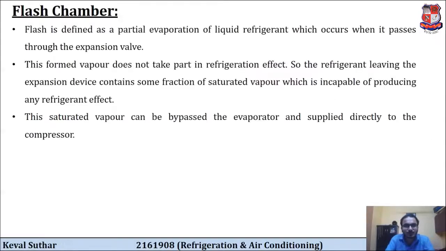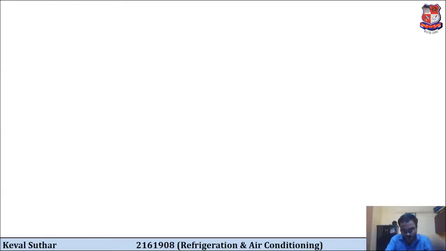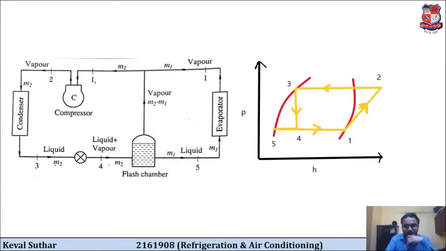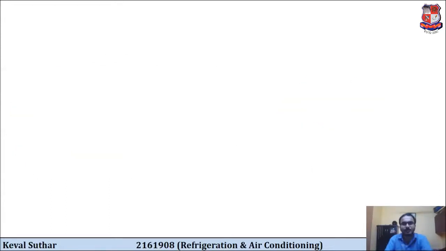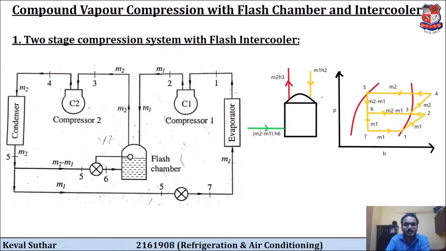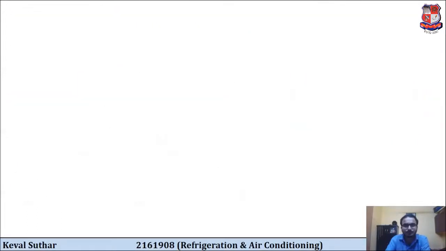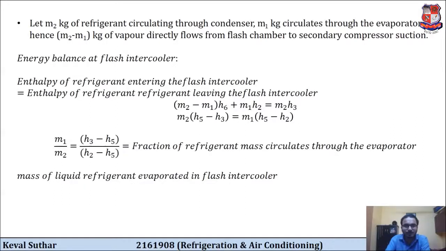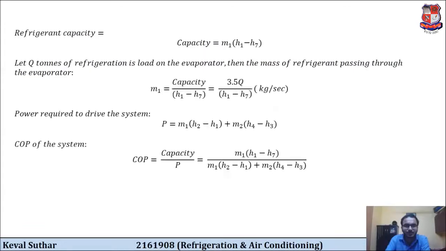So we begin with the definition of flash chamber. We took a very easy case. We also drew the pH diagram for that, and we derived the various equations based on that theory. Now this is the first case in multi-stage compression, that is two-stage compression with flash intercooler, and we try to understand the energy balance of flash chamber and pH diagram. Then the same way we arrive at similar kind of equations.